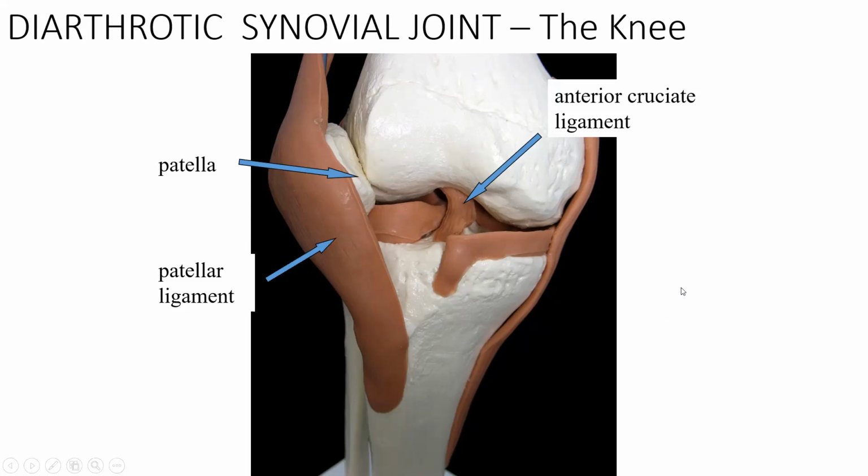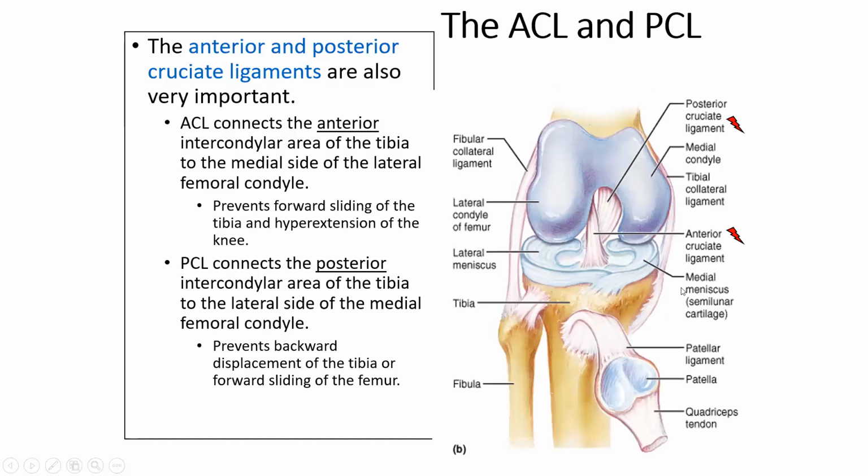So now let's take a closer look here, explaining what the ACL and PCL do. Now we're looking at the front of the knee, right here in the illustration. The ACL connects the front of the tibia to the back of the femur. So it starts in the back of the lateral condyle. Remember the bulge that goes up and down. The lateral condyle on the femur, and extends to the front of the tibia.